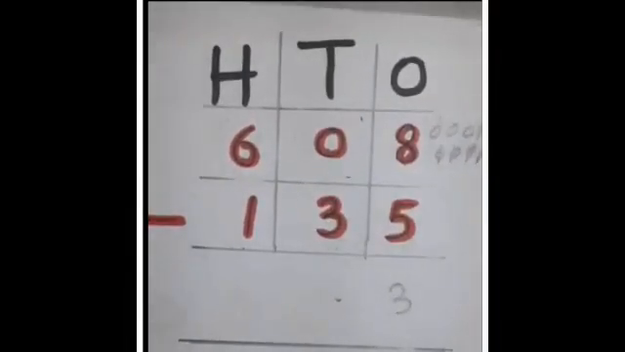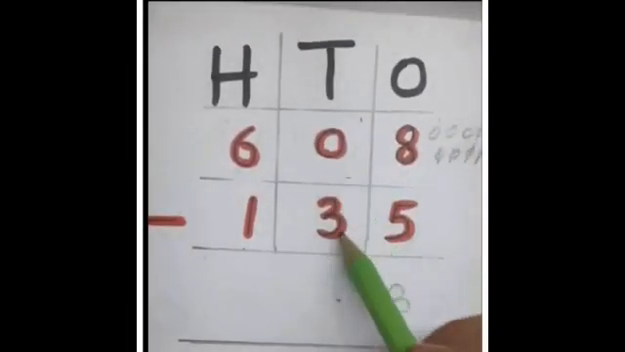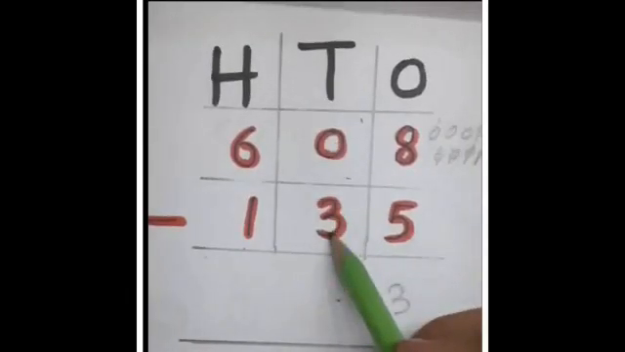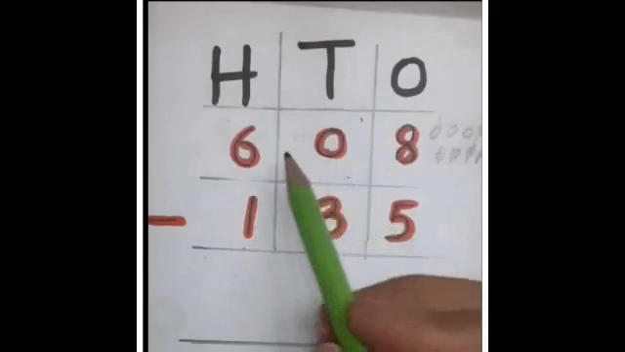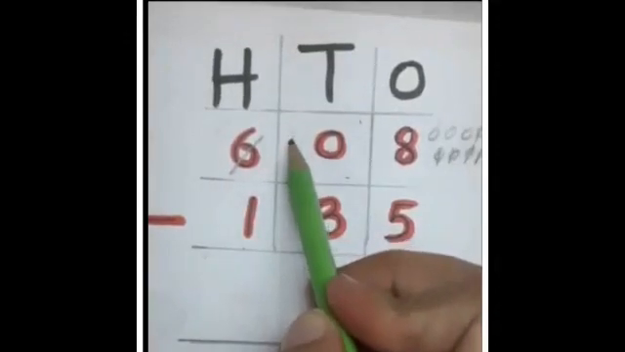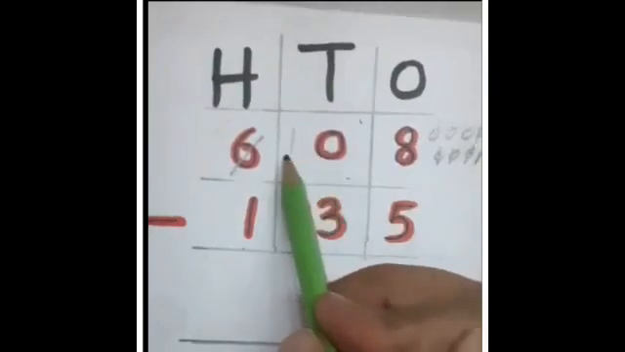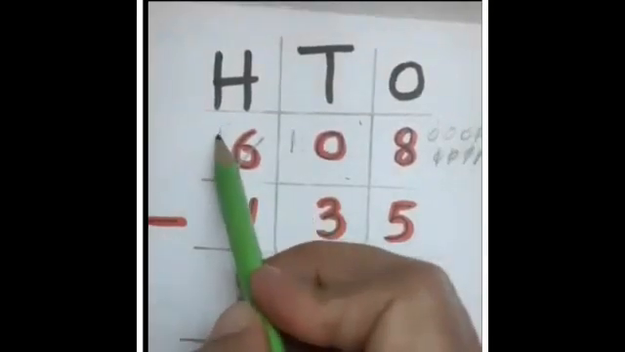0 take away 3. You can see. Now students, when the top digit is less than the bottom digit, you need regrouping. So to regroup, you borrow one number from the neighbor column and attach it to the ones place digit. Okay, you can see now it becomes 10 and it becomes 5.